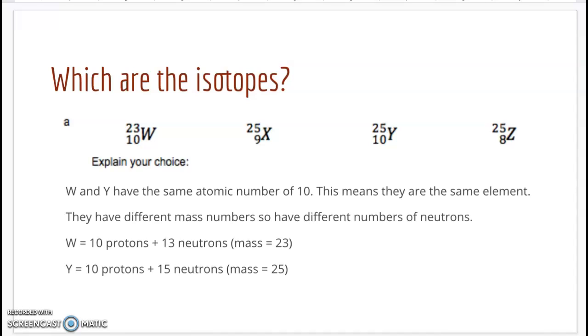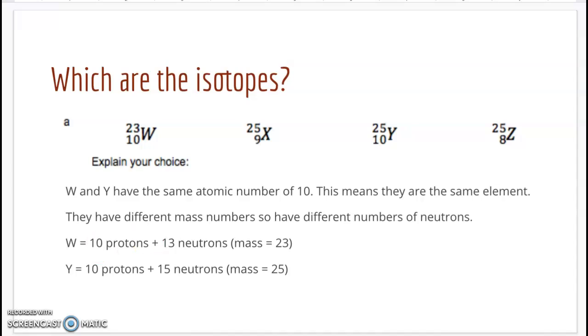Again, this is kind of looking at the identity. And remember, the identity is represented by the smaller number, which is the atomic number or the number of protons. And you will notice that W and Y have the same number of protons. Hence, they are the same isotope. Sorry, they are the same element, but different isotopes. So we both know that Y and W are different isotopes of each other.